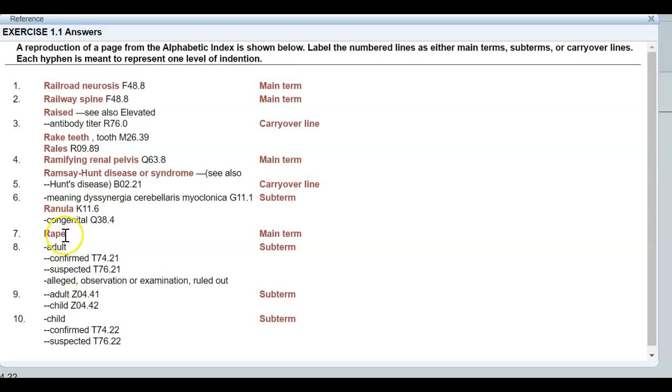Same thing you look down here. Rape is going to be our main term because it's flush to the side. Okay, and then we have all these subterms underneath it. None of these are carryover, okay, because again, they end with a code. So we have here the subterm, we go down to our main term, and then number 8 would be a subterm. Number 9, subterm, and number 10, subterm.